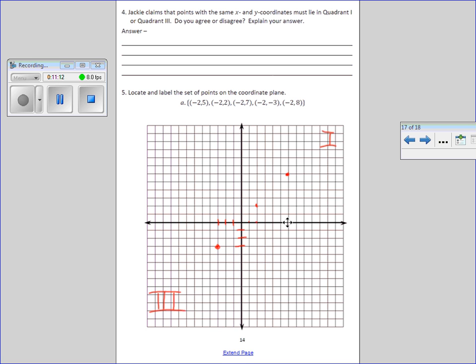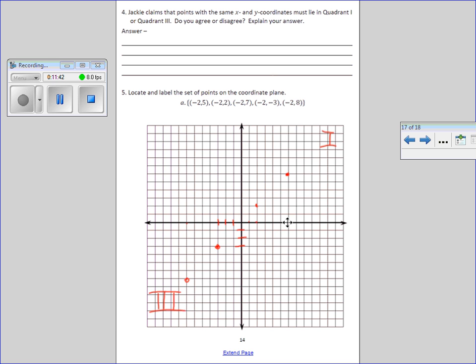Give me a negative integer. 7. Go plot it. Negative 7, negative 7. And then you got to go down your negative 7 too. Plot it. What quadrant are you in? Quadrant 3. So, here's my point.